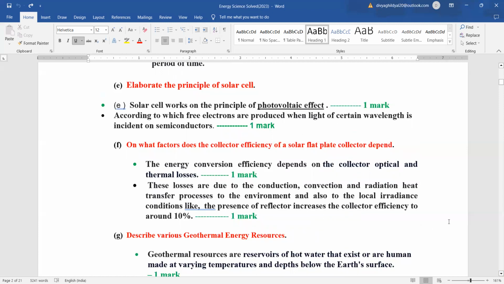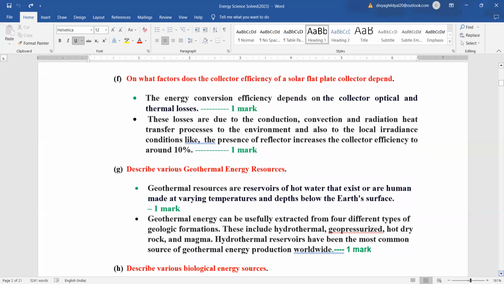On what factors does the collector efficiency of a solar flat plate collector depend? This has been asked twice in the paper. Flat plate collector, the more efficiently it collects through optical phenomena and the less the thermal losses, the more efficient will be our solar panel or solar flat plate collector.